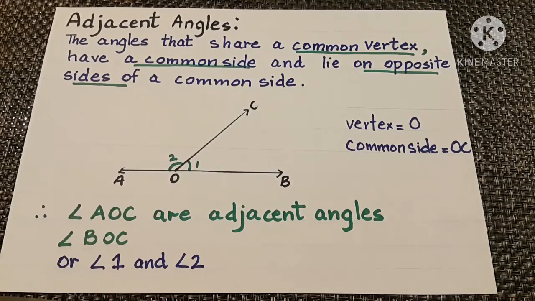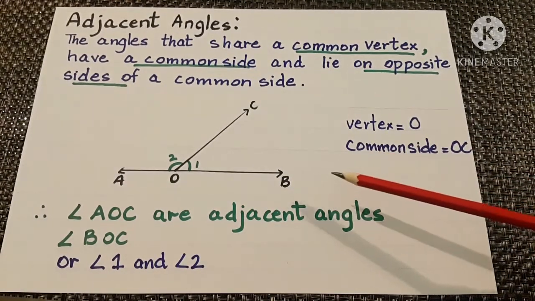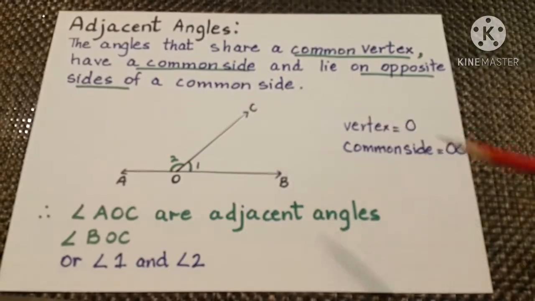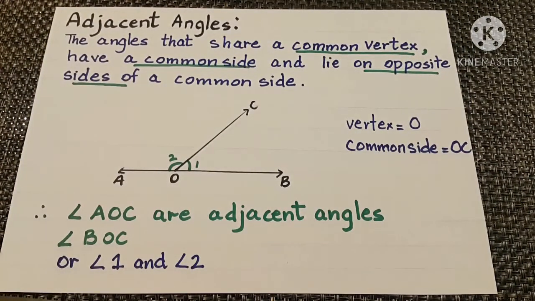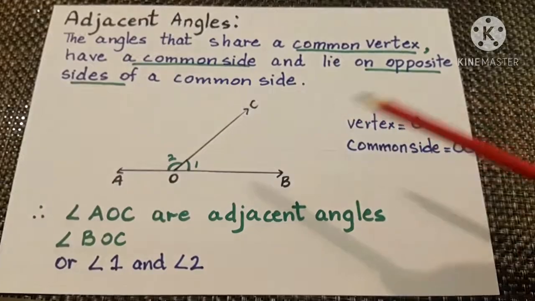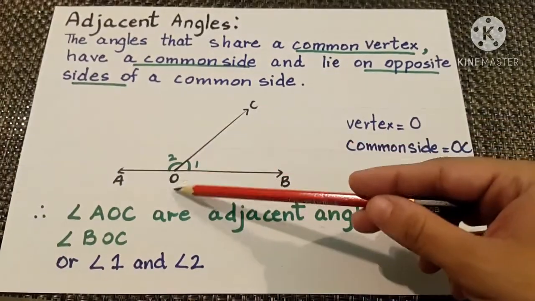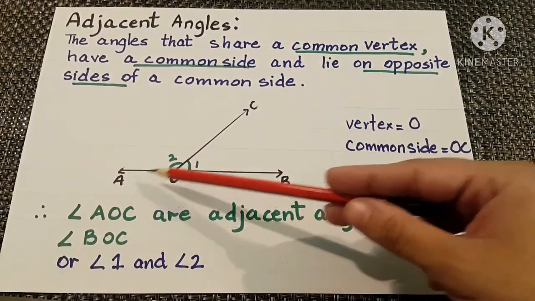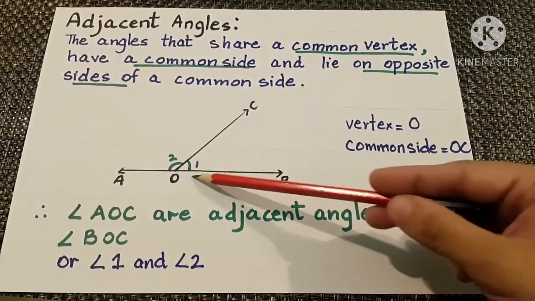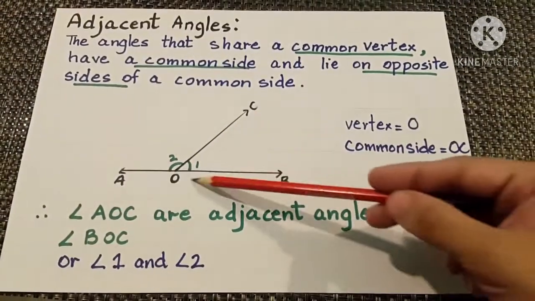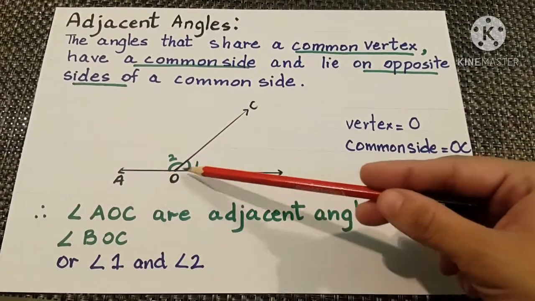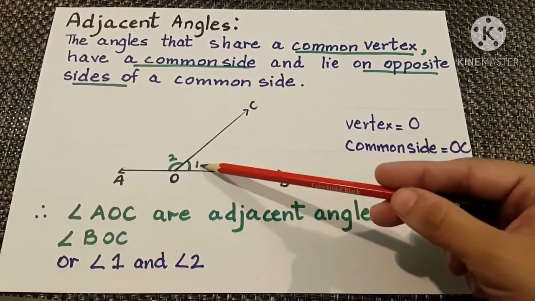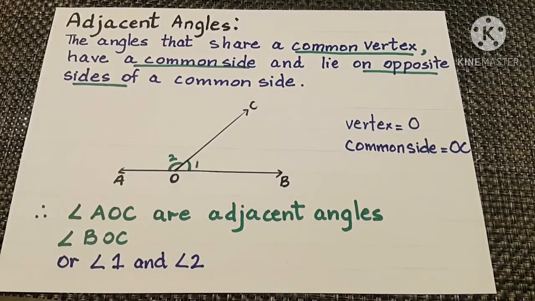Now, as in the figure, you can see the line AB and line OC is intersecting it, where point O is the common vertex of the angles 1 and 2 and the common side is OC, and angle 1 and angle 2 are lying on the opposite sides of the common side OC. Therefore, we can say that angle AOC and angle BOC, and we name them: the angle BOC is 1 and angle AOC is angle 2. These two angles are adjacent angles on a straight line.